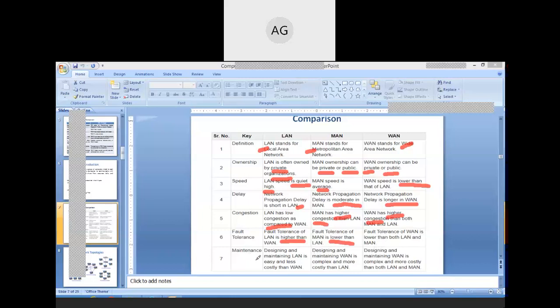Then the last point of difference is maintenance. Designing and maintaining LAN is easy and less costly than WAN. In the case of MAN, you can consider it in between, and the designing and maintenance of WAN is complex and more costly than both LAN and MAN. So these are the important key differences between the LAN, MAN, and WAN.